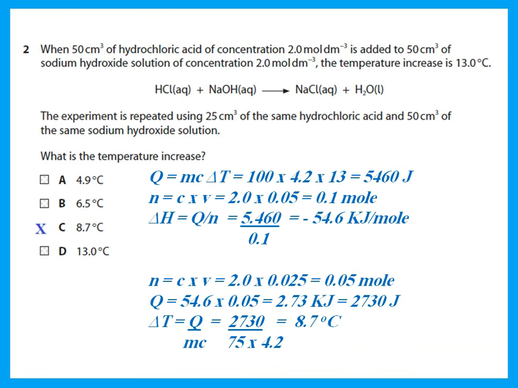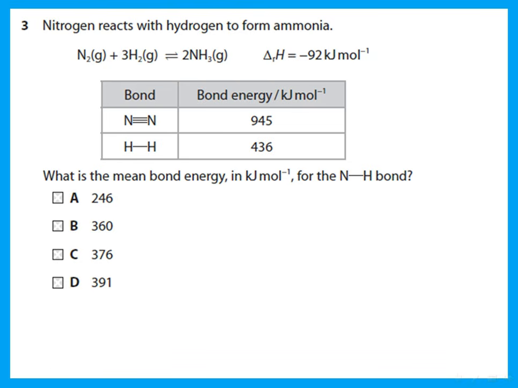Okay, the next question says nitrogen reacts with hydrogen to form ammonia. What is the mean bond energy for the NH bond? So he gives me the delta H. He has delta H is minus 92. He gives me the bond energy for nitrogen and hydrogen, and he wants us to calculate the bond energy for the NH. So let us look at the bonds that we're breaking and forming.